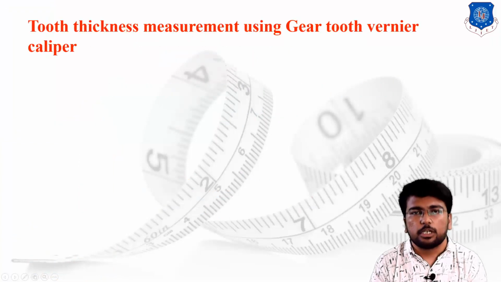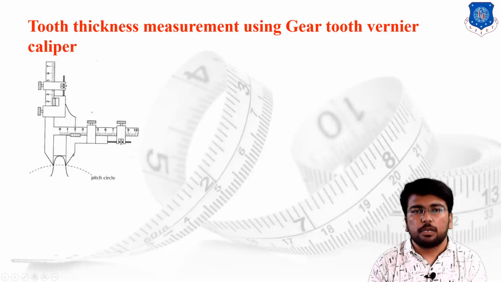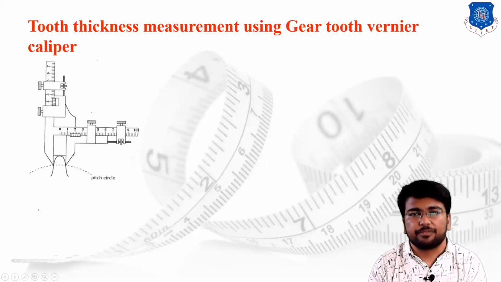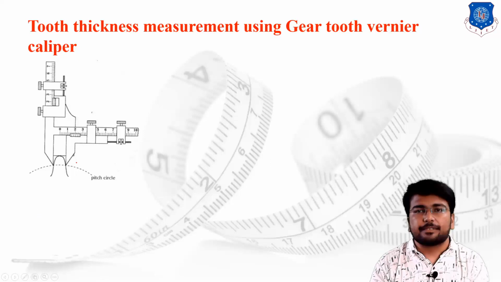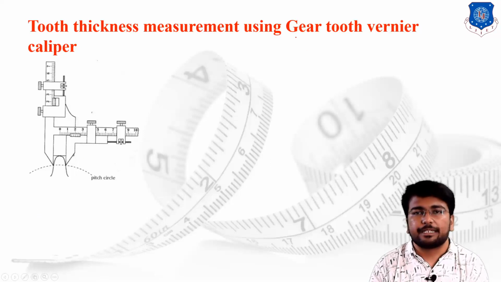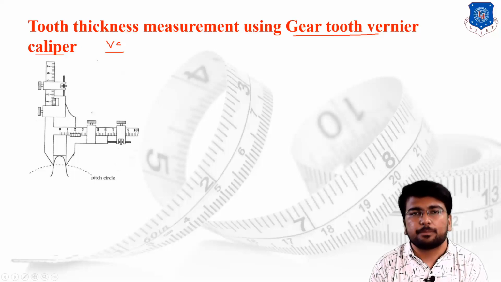The topic shows tooth thickness measurement using the gear tooth vernier caliper. The figure shows the basic constructional features of the gear tooth vernier caliper, how this caliper works and how it has been designed. We are going to discuss each and every part one by one. First of all, let us understand the name of the instrument, the gear tooth vernier caliper. Underline the words vernier caliper. It means it directly follows the vernier principle.